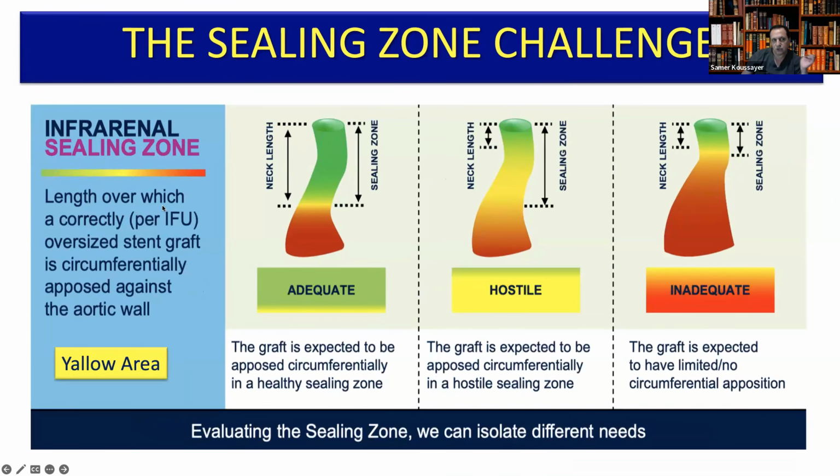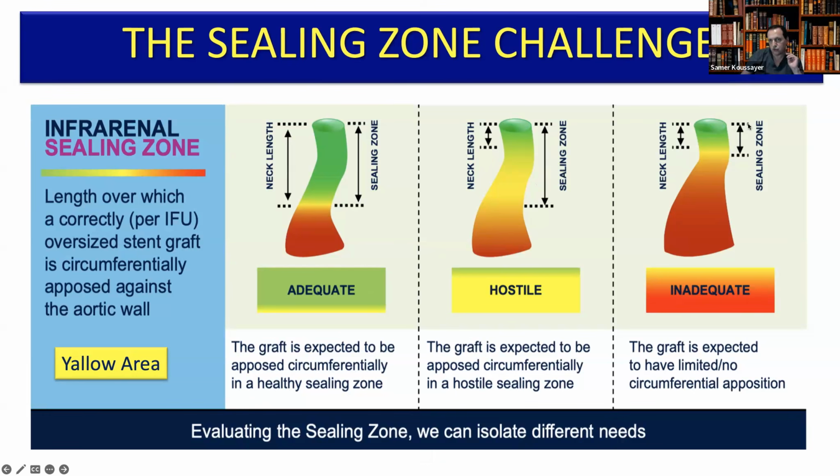Sealing zone is the length over which the correctly oversized stent graft is circumferentially apposed against the aortic wall. What does that mean? That means you put the graft here, oversized 20%, and the graft is still touching the wall of the neck. It may not be oversized 20% or 10%, maybe even the same size, but as far as it is touching the wall of the neck, we call it a sealing zone. If it's not touching the wall, then it's called no sealing zone.